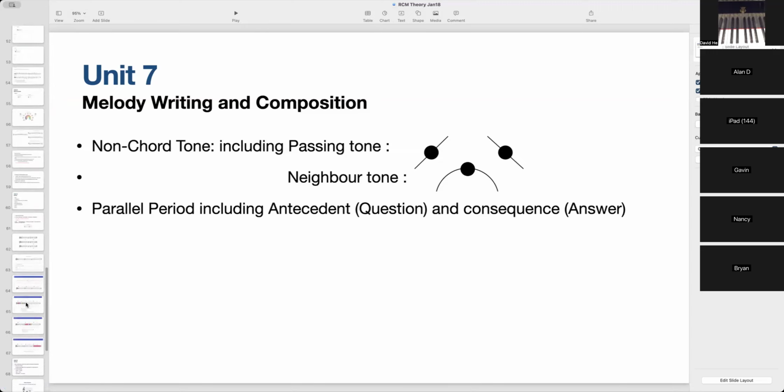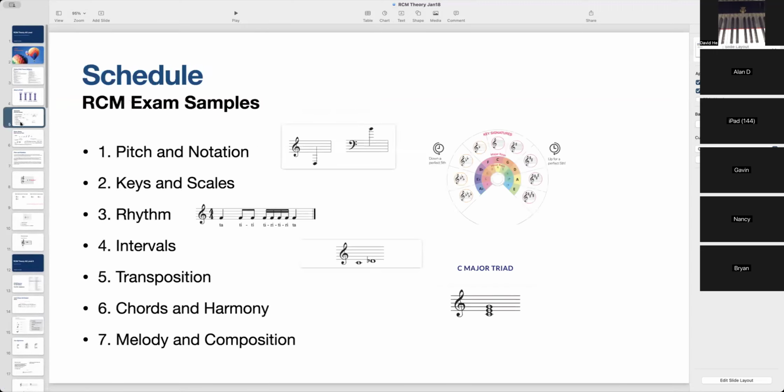Now we're going to start to review everything that we have learned. Pitch and notation, that was the first class, is regarding how high or how low a note is. So that's pitch. And the second one was key and scales. All you need to know is those three things for the rudimentary level.